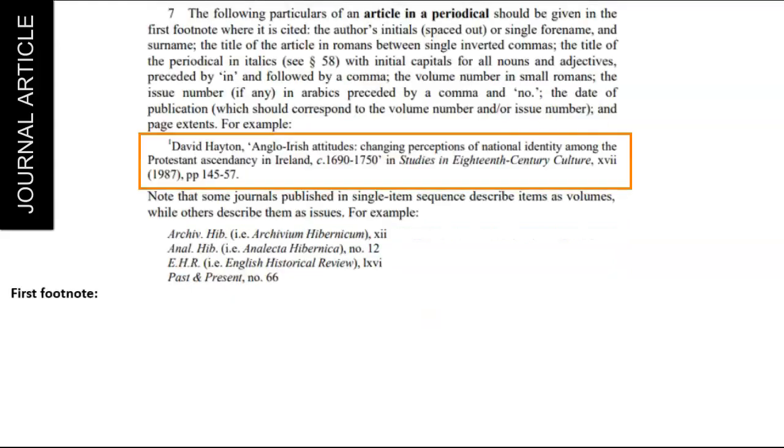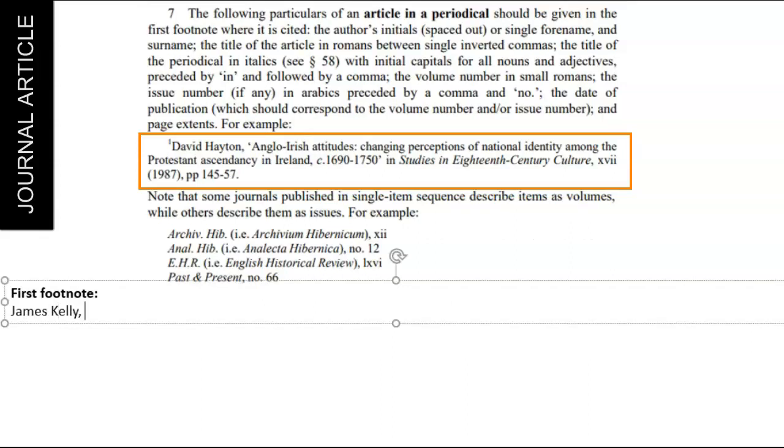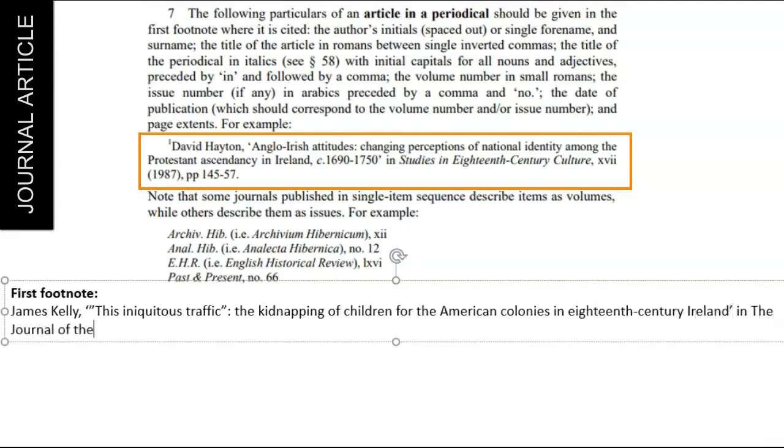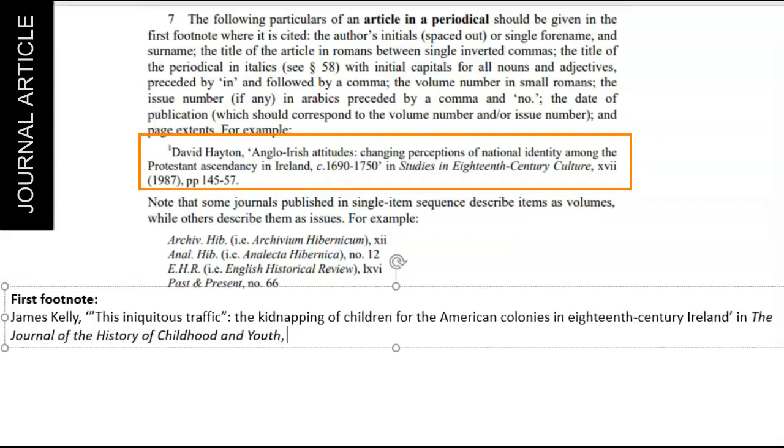Following the instructions and the example given, we're going to format our first footnote as follows. We'll write the author's forename and surname in full, followed by a comma and a space. The title of the article goes into single inverted commas. There's a space, the word 'in', another space, then we put the title of the journal into italics and follow it with another comma and a space.